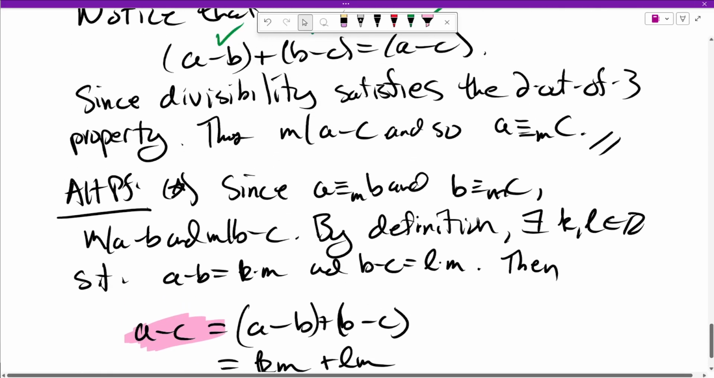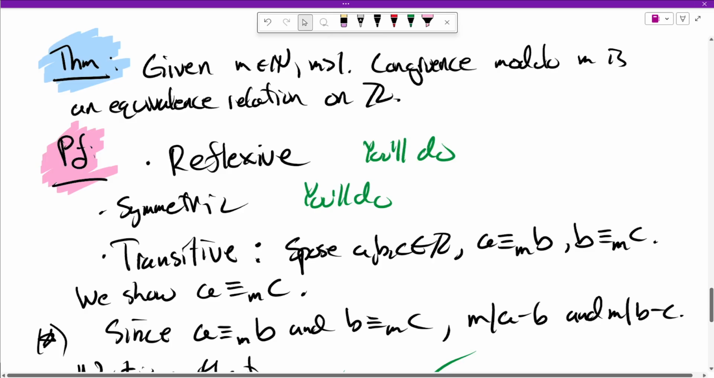Nevertheless, in class you'll show that this relation is reflexive. That's very simple. It's symmetric. That's also very simple. And then you'll do these two, and we just did transitivity, so it is in fact an equivalence relation, and that completes the proof of the theorem.